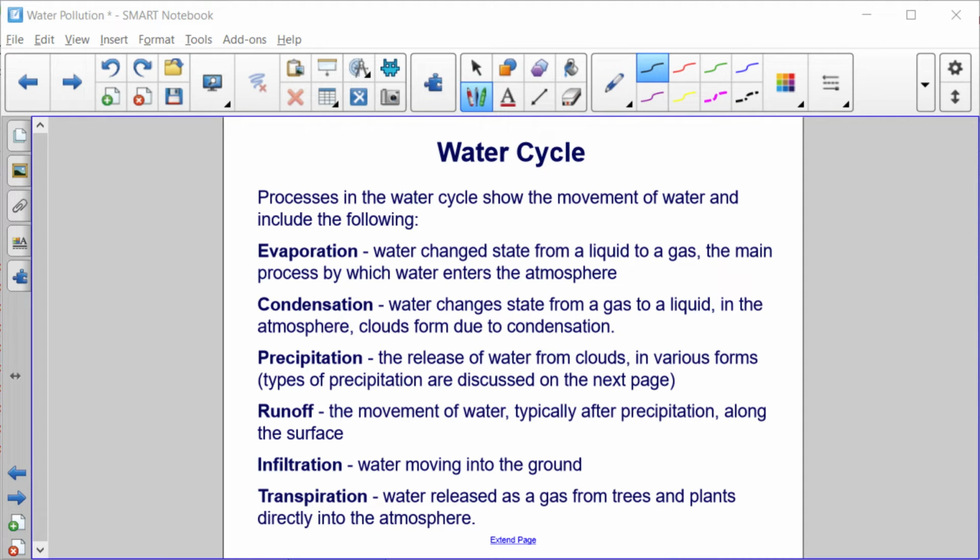Runoff, which is the movement of water, typically after precipitation along the surface. Infiltration, where water moves into the ground. Transpiration, where water is released as a gas from trees and plants directly into the atmosphere.